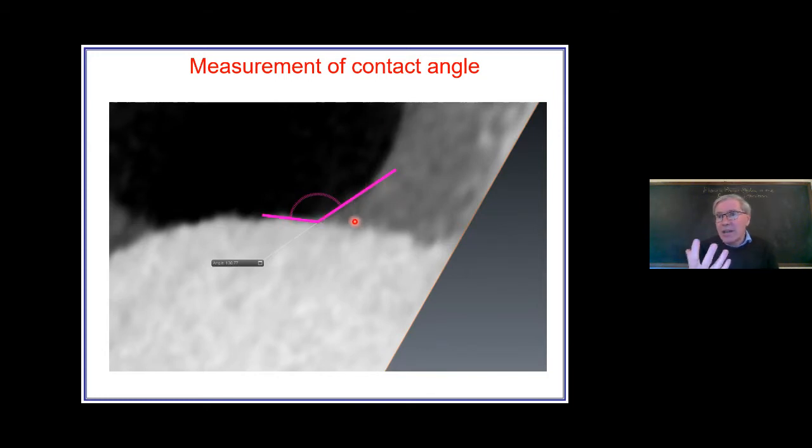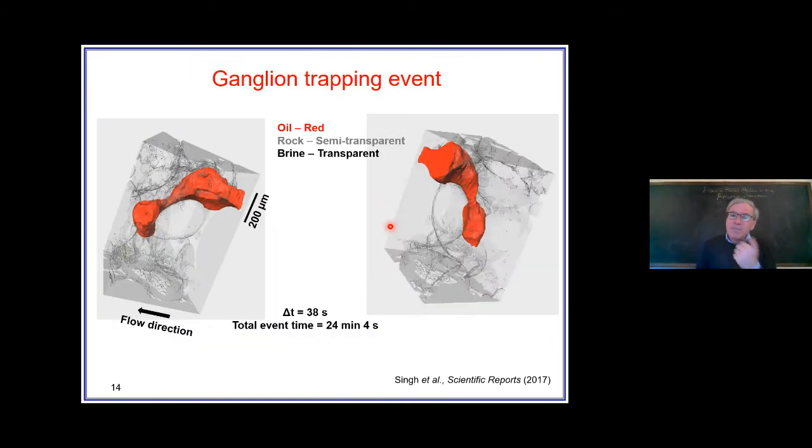The brine actually is energetically favorable to be next to the surface, so the CO2 tends to stay away from the surface. The contact angle traditionally is measured through the water phase, so this will be a contact angle of about 45 degrees. Now, why is that important?